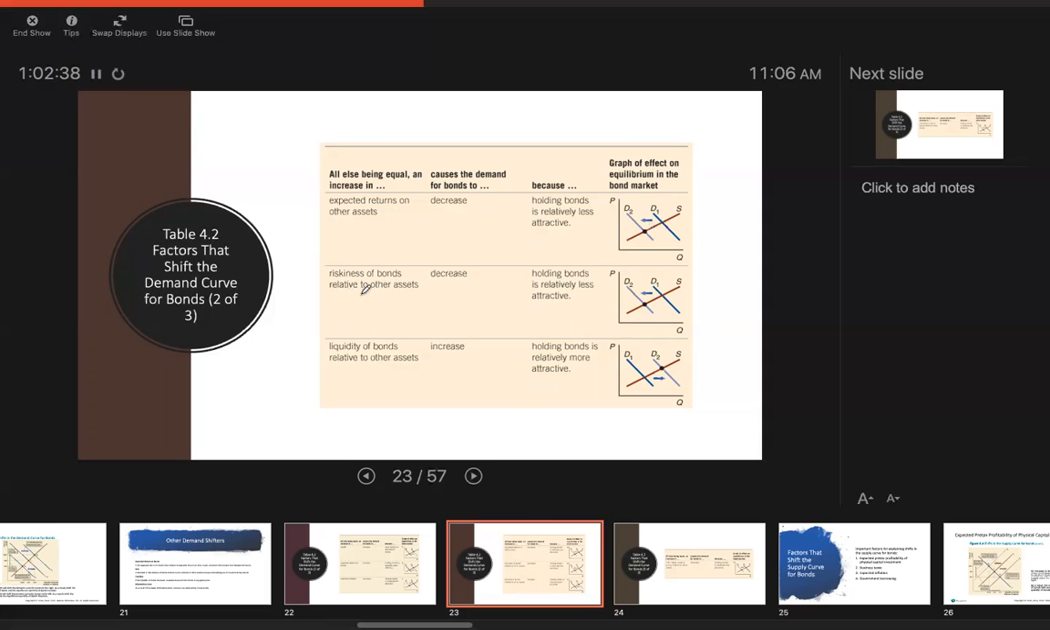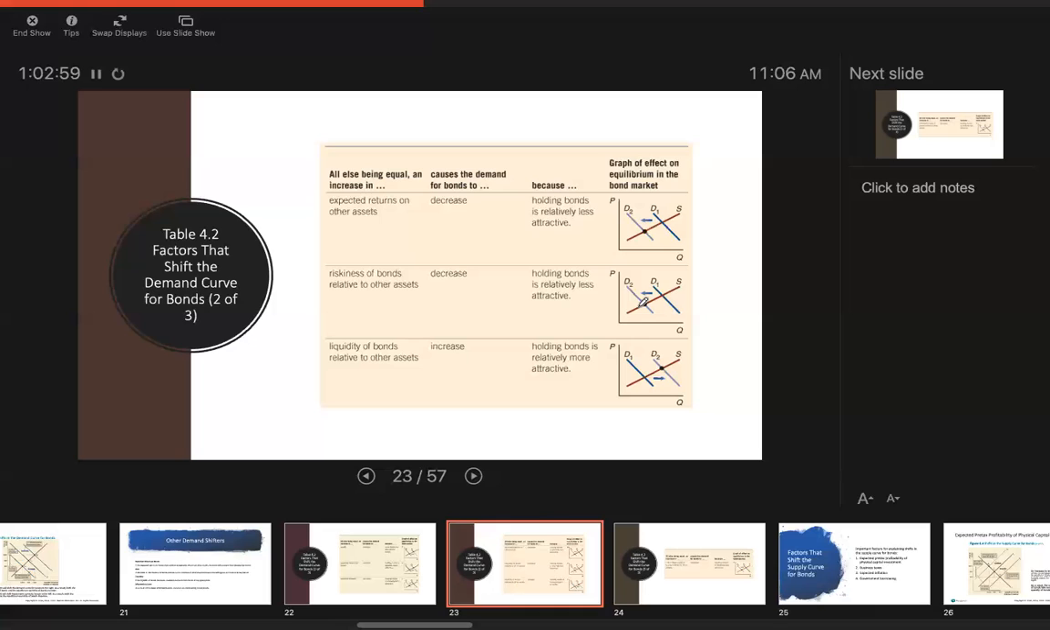Riskiness of bonds relative to other assets. If the bonds become more risky, again there's a decrease in demand for these bonds, represented by a leftward shift in the demand curve. Again, the converse is always true. If bonds become less risky, then there's going to be an increase in demand for bonds, and an increase in demand is represented by a rightward shift in the demand curve.